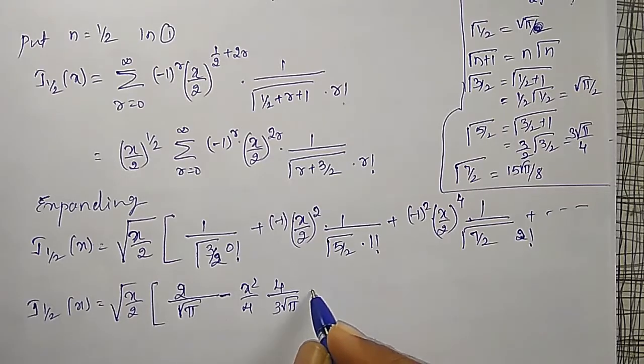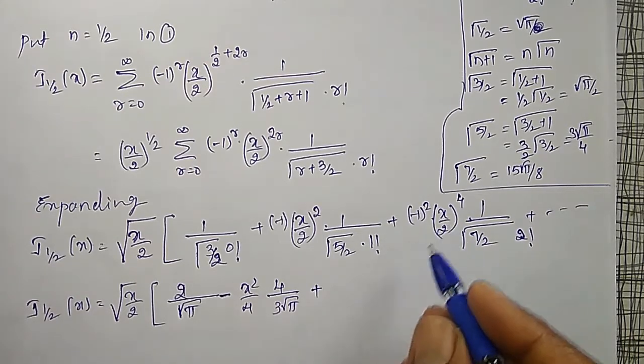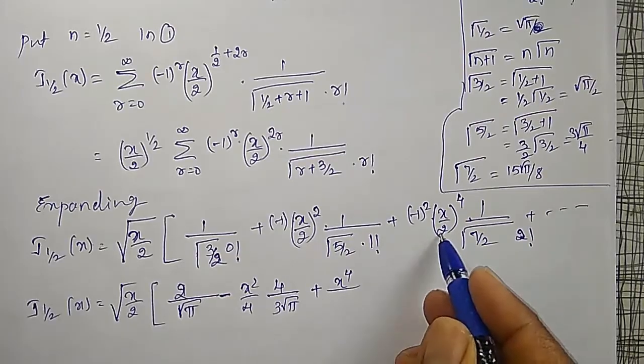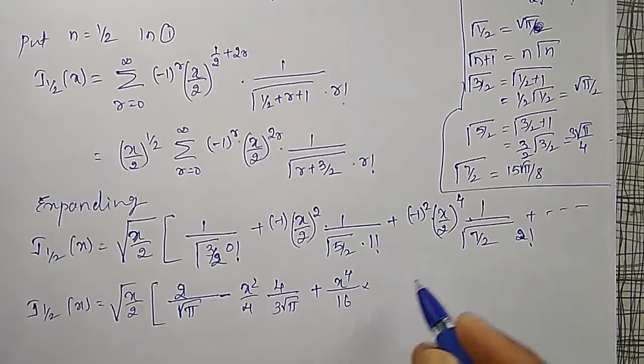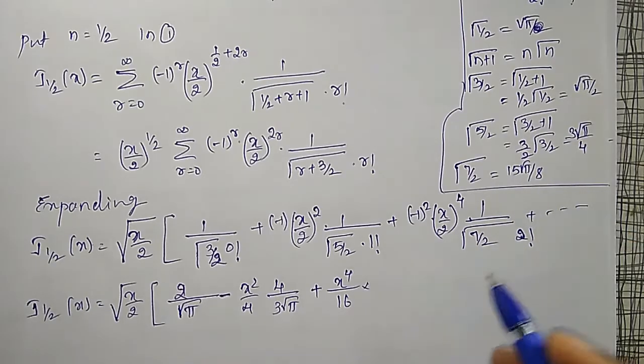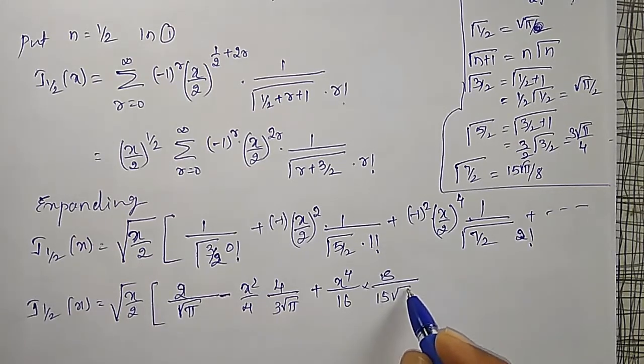Next, into 1 factorial is 1, plus, minus 1 raised to 2 is plus 1, x raised to 4 divided by 2 raised to 4 will become 16 into gamma function of 7 by 2 is 15 root pi by 8, so 8 divided by 15 root pi, into 2 factorial is 2, minus and so on.